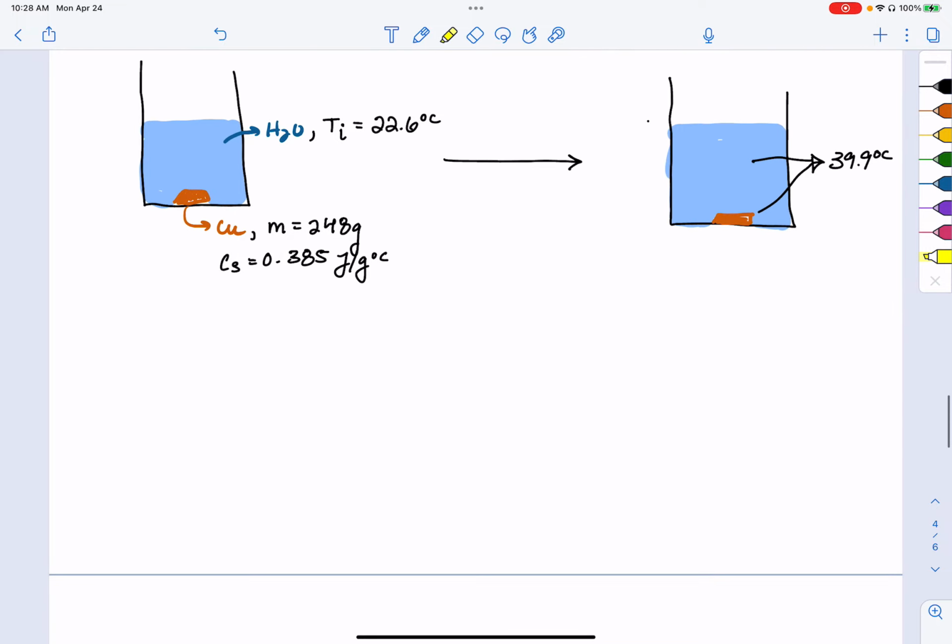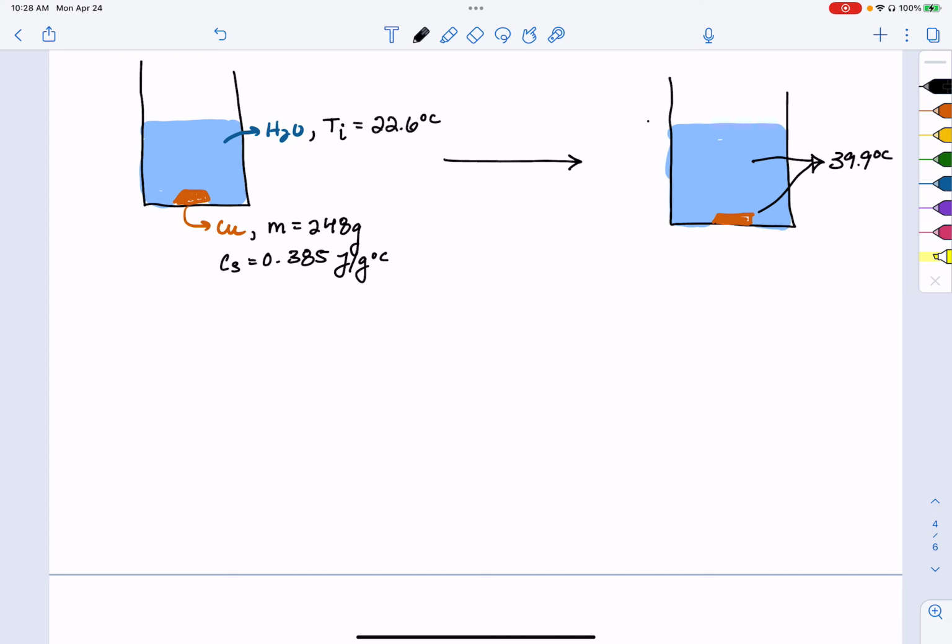So let's think about what's going on here. From the looks of it, I had water that was at 22.6 degrees C, and then the addition of copper caused the copper water system to have its overall temperature raised. So this means that I had to have dropped some kind of hot, or at least hotter than the water, piece of copper into my water.